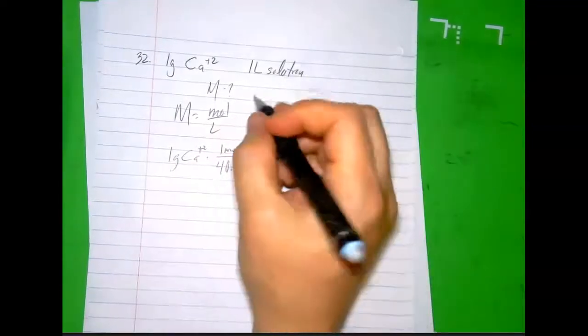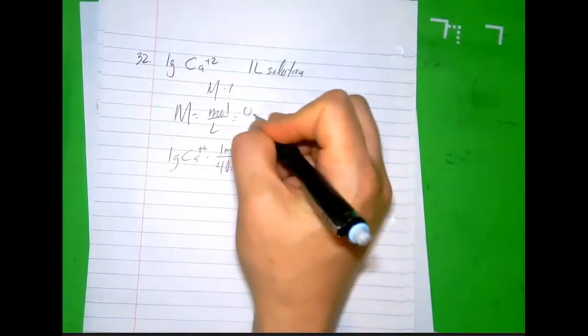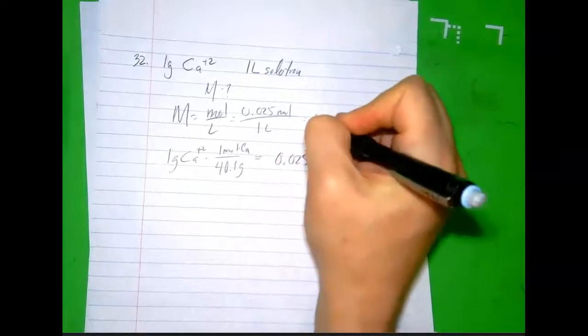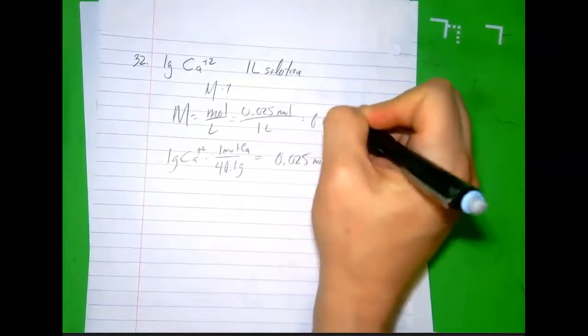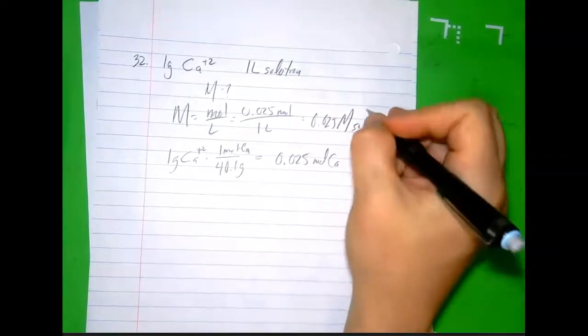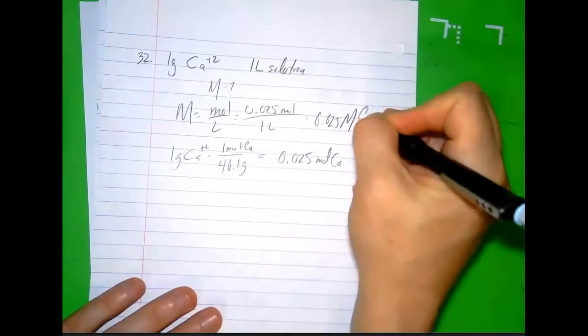Plug that into my formula. It's 1 liter, so that's easy. 0.025 moles divided by 1 liter equals 0.025 molar solution. Calcium, okay? Calcium solution.